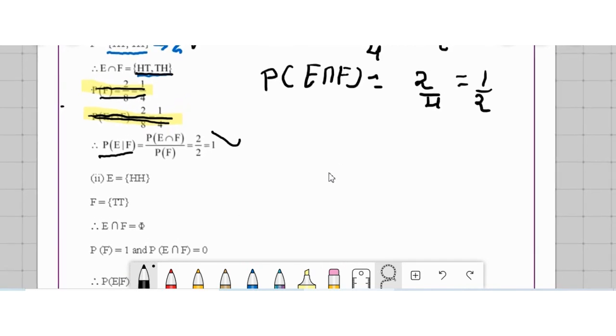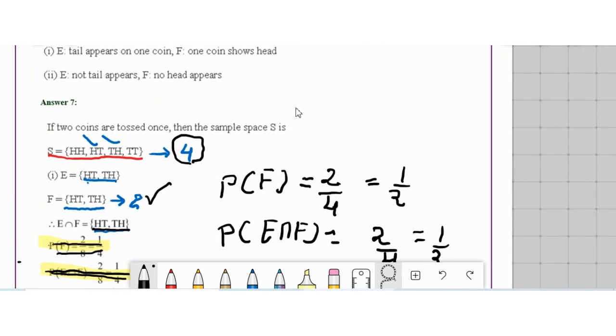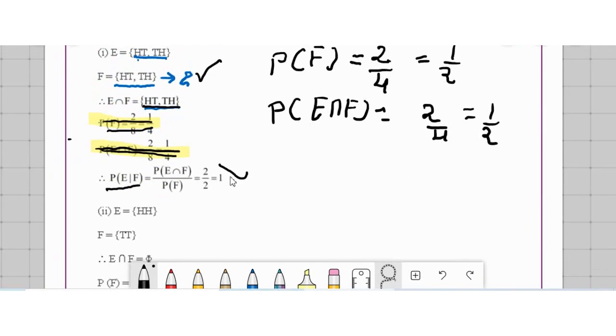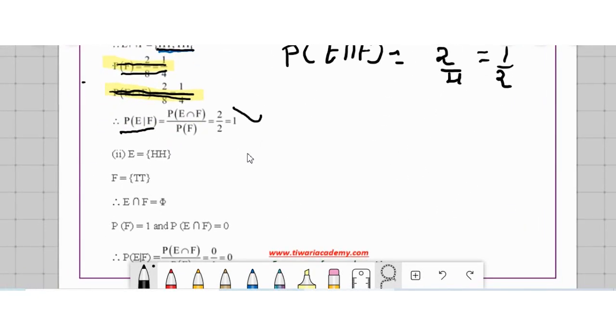Now, question number 2 in the same manner. Event E is no tail appears, and F is no head appears. So let us write down that event. No tail appears, so only H is appearing. Similarly, no head appears means only T appears. Now if you take the intersection, then the intersection is a null set. So very easily you can calculate P of E intersection F equal to 0, because the intersection is a null set, then the probability will be 0. So 0 upon anything, the answer is 0.